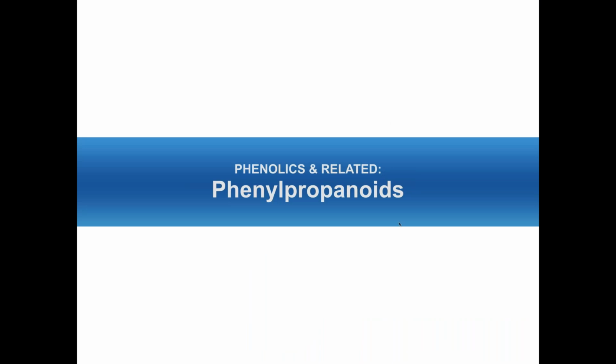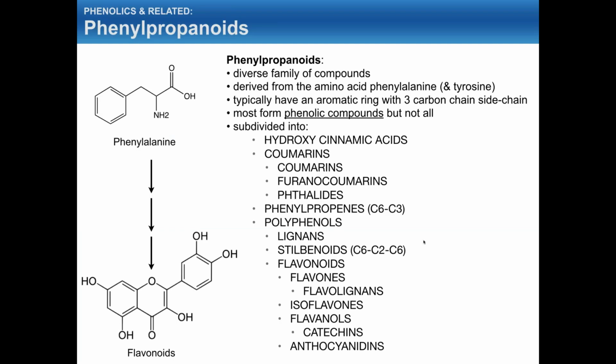So the next thing we're going to talk about are a group of compounds called phenylpropanoids. Phenylpropanoids are the building block for a large class of compounds. Okay, you may have heard of coumarins before. You may have heard of flavonoids. You may have heard of anthocyanidins. You may have heard of lignans, stilbenoids. These are all derived from phenylpropanoids. So phenylpropanoids are the building blocks to make these compounds.